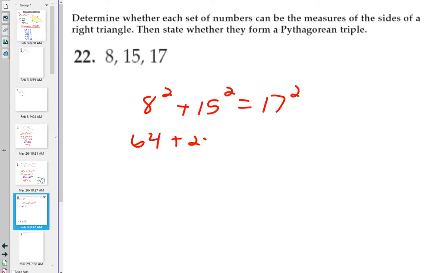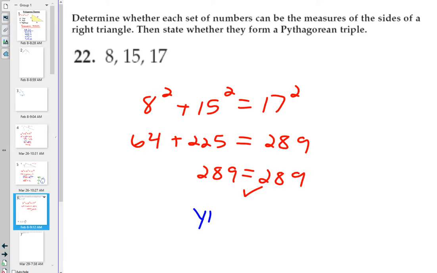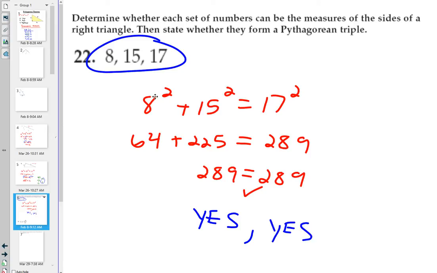64 plus 225 have to be equal to, I think it's 3 now. End up with 2 equal sides. But the answer to the first question is yes. Yes, these 3 sides form a right triangle. The answer to the second question, if it's a Pythagorean triple, is are any of these numbers fractions or decimals? So that means yes also. Now we already knew that because I wrote it on the first page.